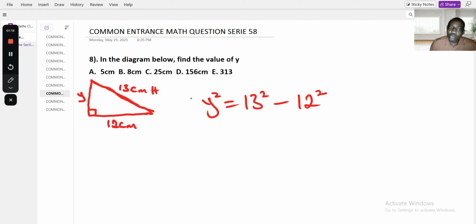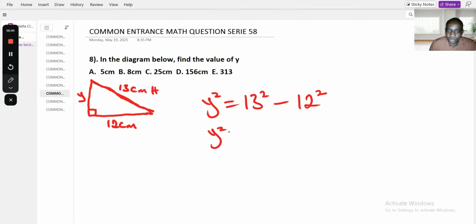But if the question did not give us the hypotenuse, maybe the question gives us this side, it means you are going to say 12 squared plus y squared, because the hypotenuse is the longest one. But if the question gives you the hypotenuse, the hypotenuse is the one you are going to minus any other side from, because the hypotenuse is the longest one.